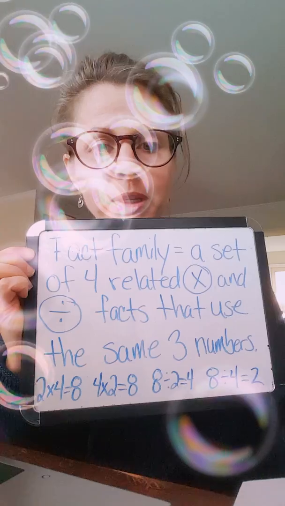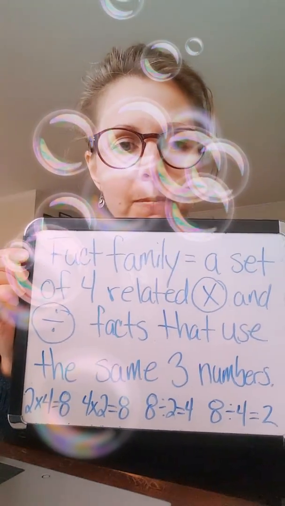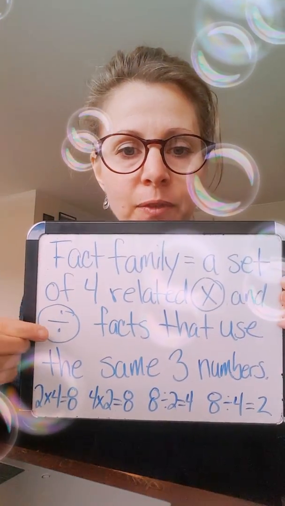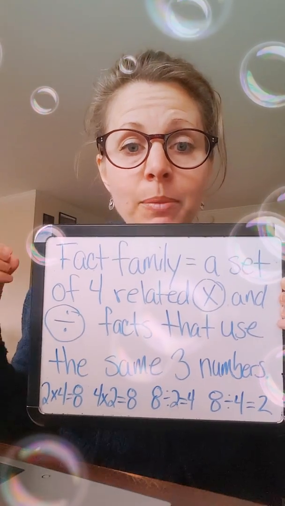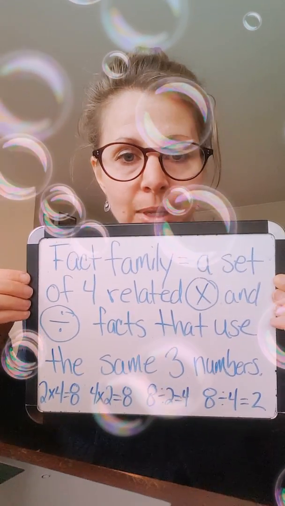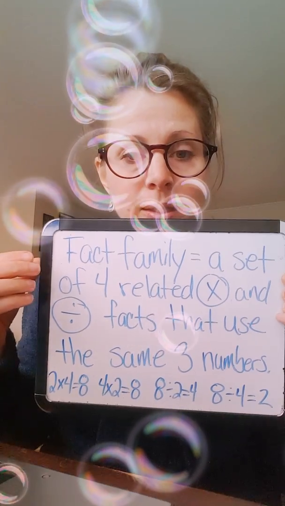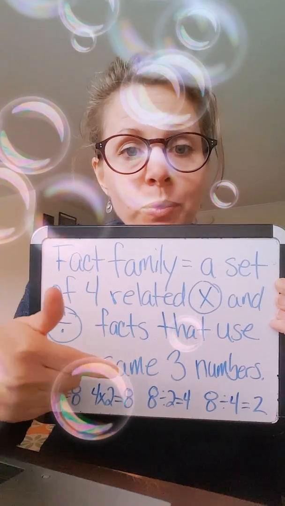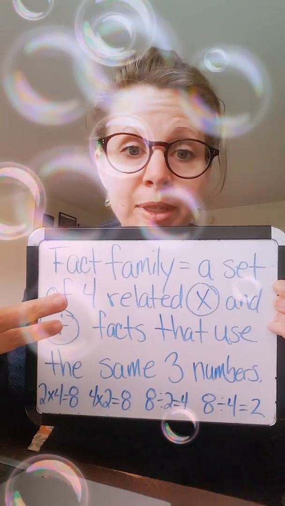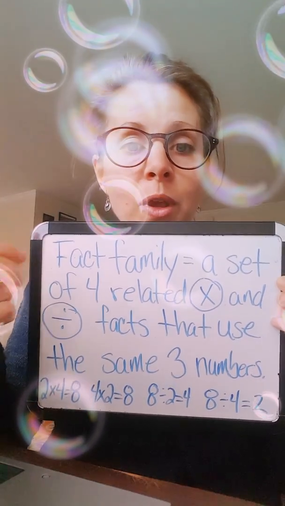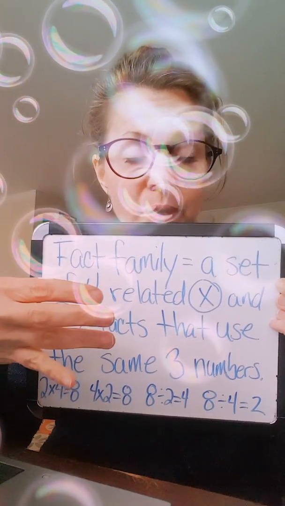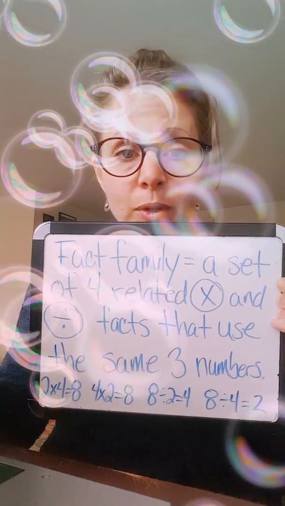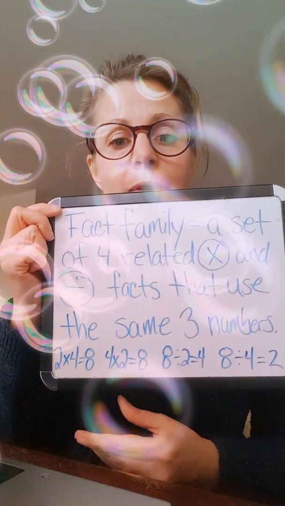All right, fact family. This is what I wrote. A fact family is a set of four related multiplication and division facts that use the same three numbers. So what does that mean? If we break it down, it means that they're related like a family, okay, because they use the same three numbers in different arrangements, different order, okay? So there are two multiplication facts and two division facts, making four, that all use the same three digits in different orders. So if we look down at the bottom, there's an example of this.